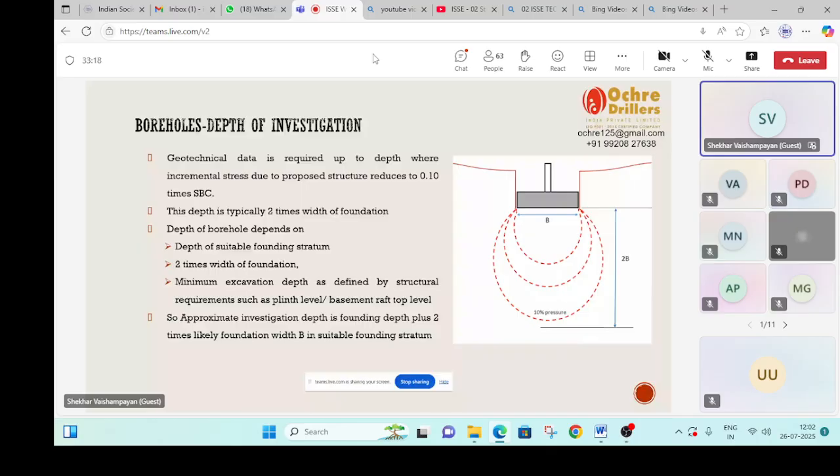For big buildings, we'll say I'll drill the first hole and find out at what depth I'm likely to place the foundation. Supposing that depth turns out to be 5 meters, then depending on the size of the raft or the footings or the area that would be proposed to be covered, I will go further below that level. That's why I said minimum excavation depth as defined by structural requirements such as plinth level and basement top level, plus 2 times the foundation width below that level.